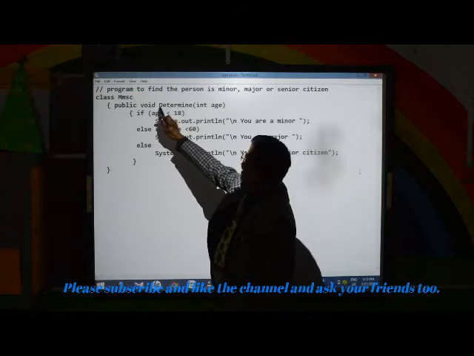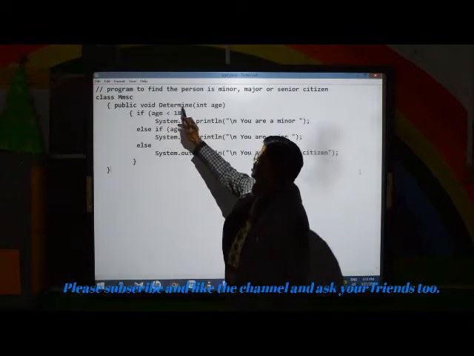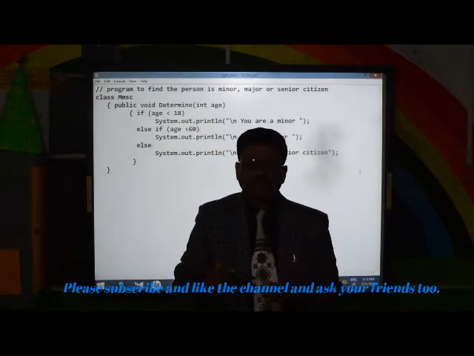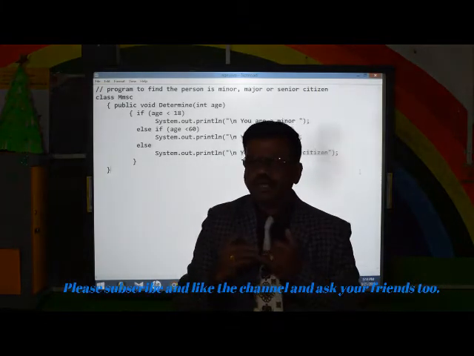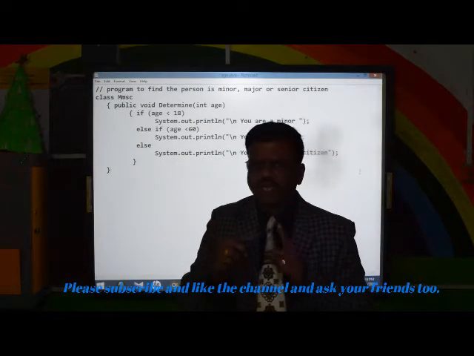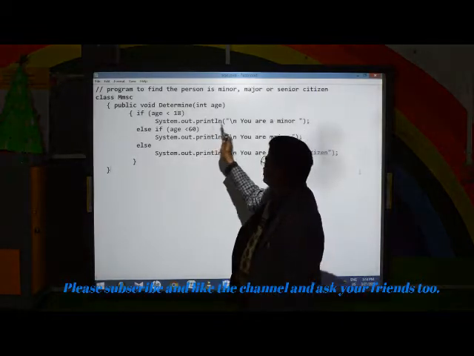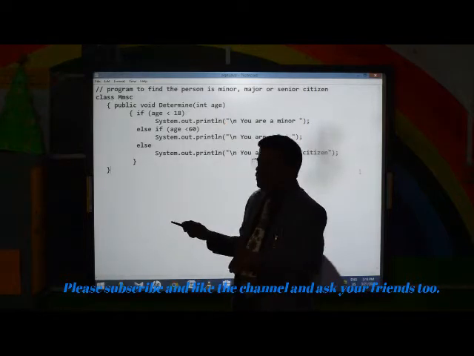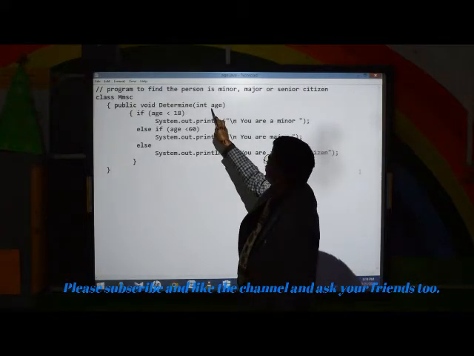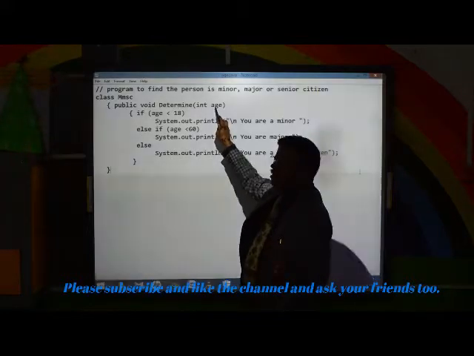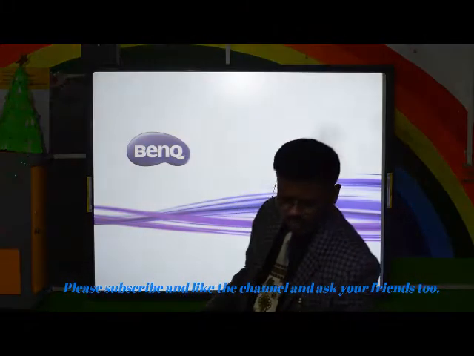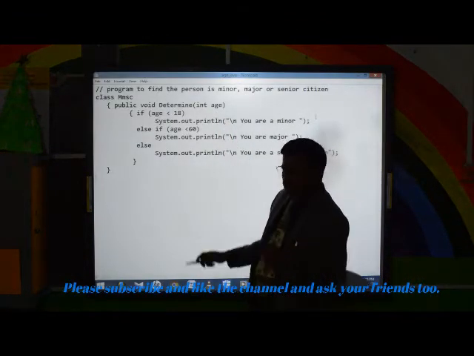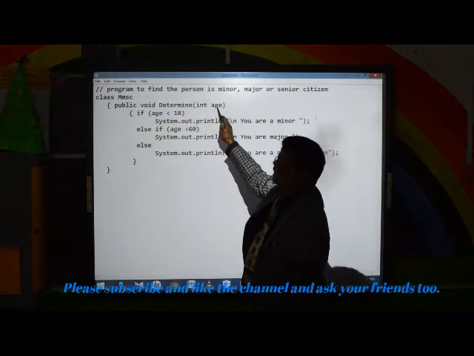Here I give the method name as determine. Before we write the program, our thought process has to be like this: what all the inputs are required. Here, we are going to determine whether a person is a minor or major or a senior citizen based on the age. So when you execute the program, you have to feed the value of age. Java will ask you, you give the age.